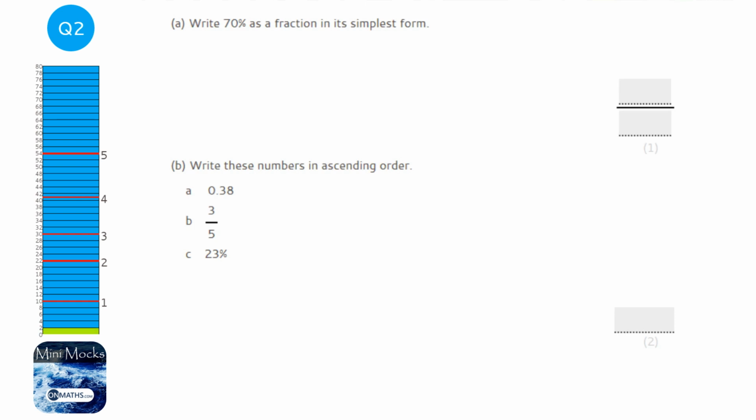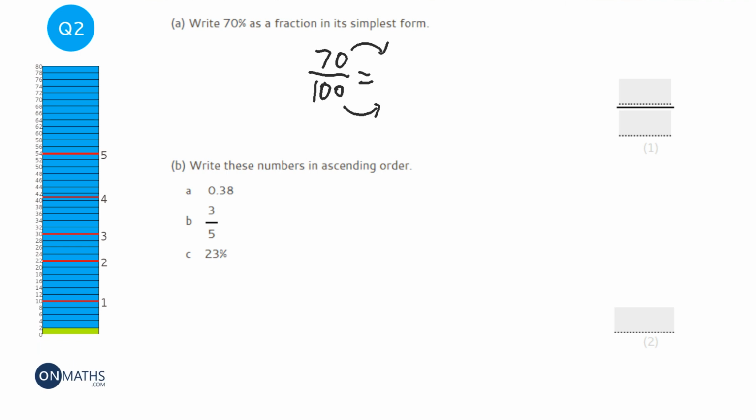Otherwise, let's get started. So 70% as a fraction in its simplest form. So percent just means put it over 100. A percentage is always a fraction over 100. Now the first thing I can do is I can divide both top and bottom by 10. That's quite easy on this because I'm just going to remove a 0. So it's just going to be 7 over 10. Then looking at that, there's nothing more I can do because 7's a prime number and 7 doesn't go into 10. So my answer is going to be 7 over 10.